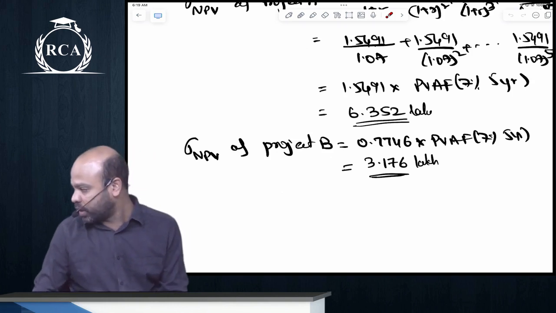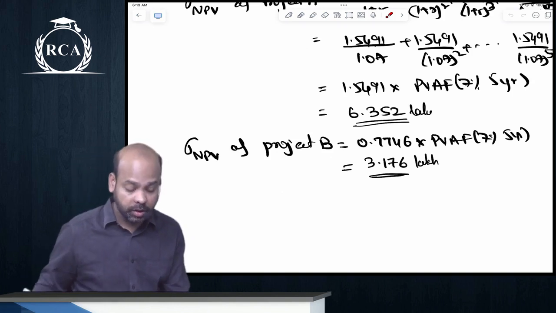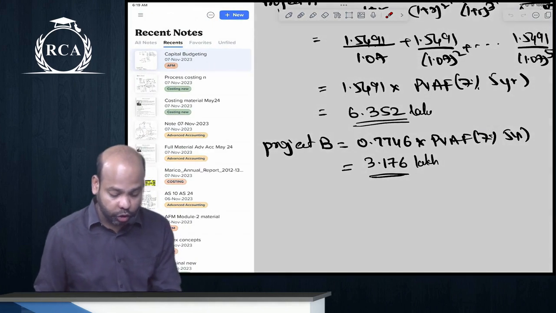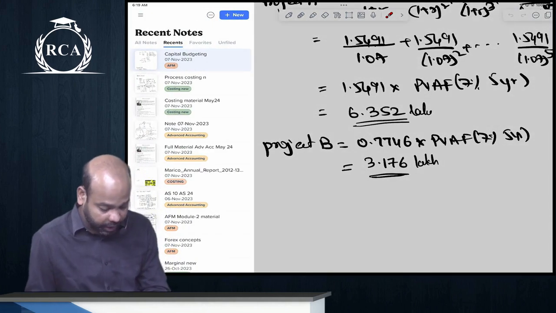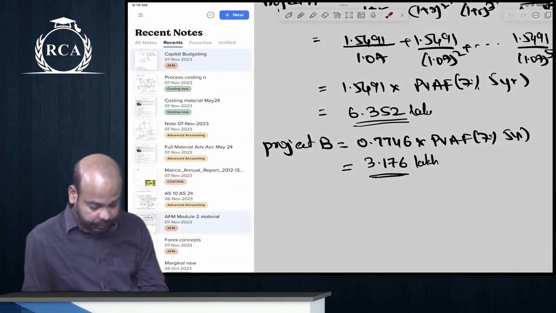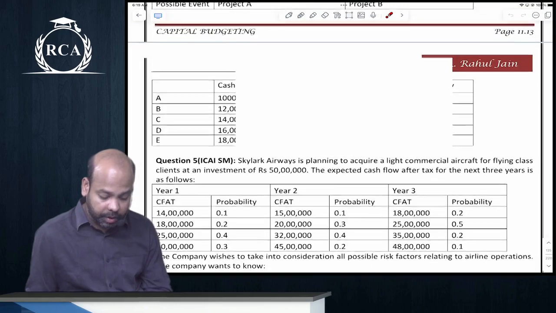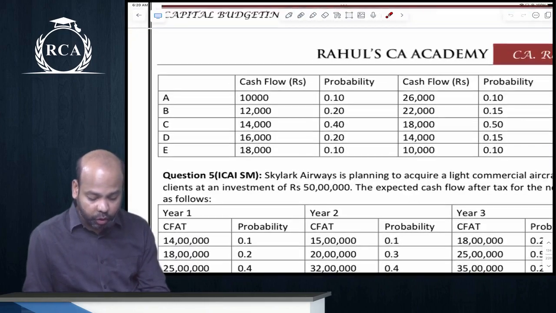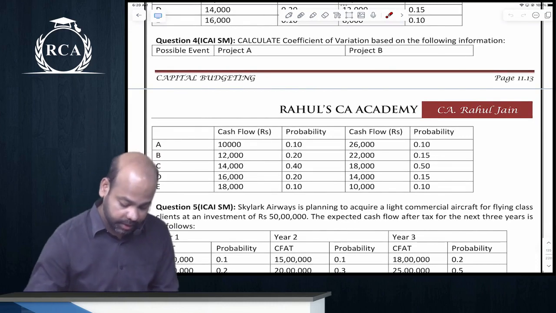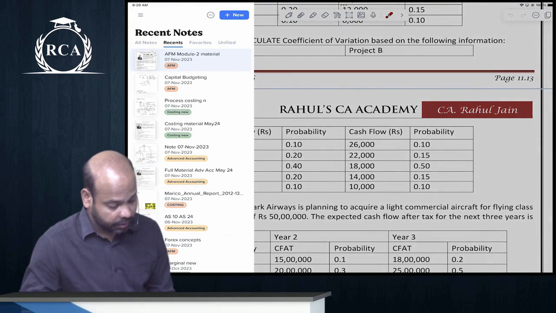There were two homework questions given. Question number 4 and 8. In the fourth one, your objective is to compute coefficient of variation. Question number 4, objective is to compute coefficient of variation. Can you tell me what is the expected cash flow of project A? 14.